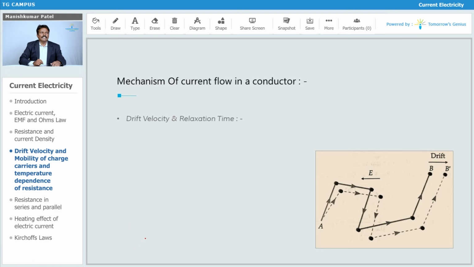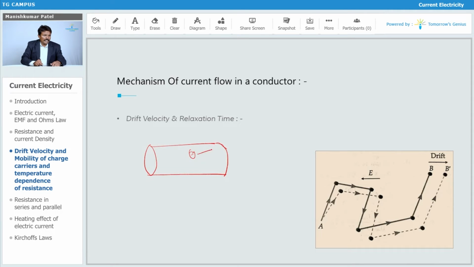So if I just consider now the mechanism of current flow in a conductor, which we call drift velocity and relaxation time. This is what we can talk about: the drift velocity. Let's say this is a conductor at room temperature. Because of some thermal heat it has some energy, and the electron comes out of the valence shell and becomes free.